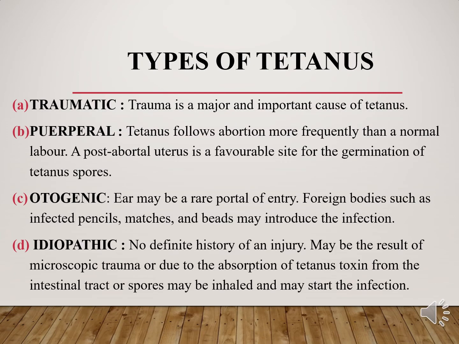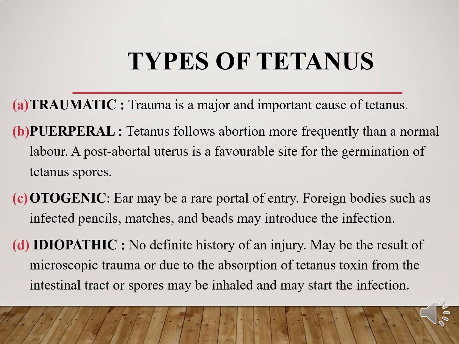There are 5 different types of tetanus. Tetanus may be traumatic, puerperal, autogenic, idiopathic, and tetanus neonatorum. Traumatic: trauma is a major and important cause of tetanus, and sometimes even a minor injury or unnoticed wounds may lead to tetanus.